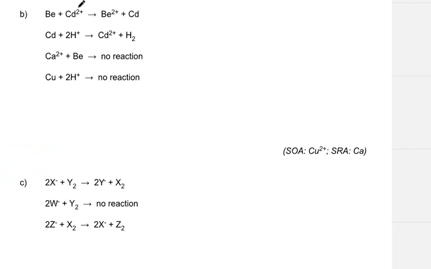Beryllium meets cadmium. This is the more positive thing. So cadmium tries to take electrons from beryllium, and it did. Cadmium is higher ranked than beryllium. Next row, hydrogen tries to take electrons from cadmium, and it does. Hydrogen is even higher than cadmium.